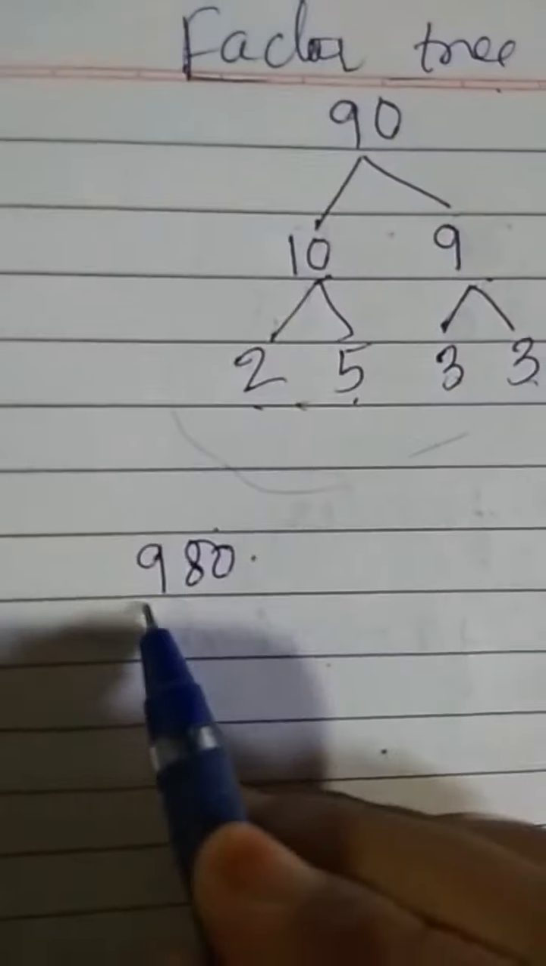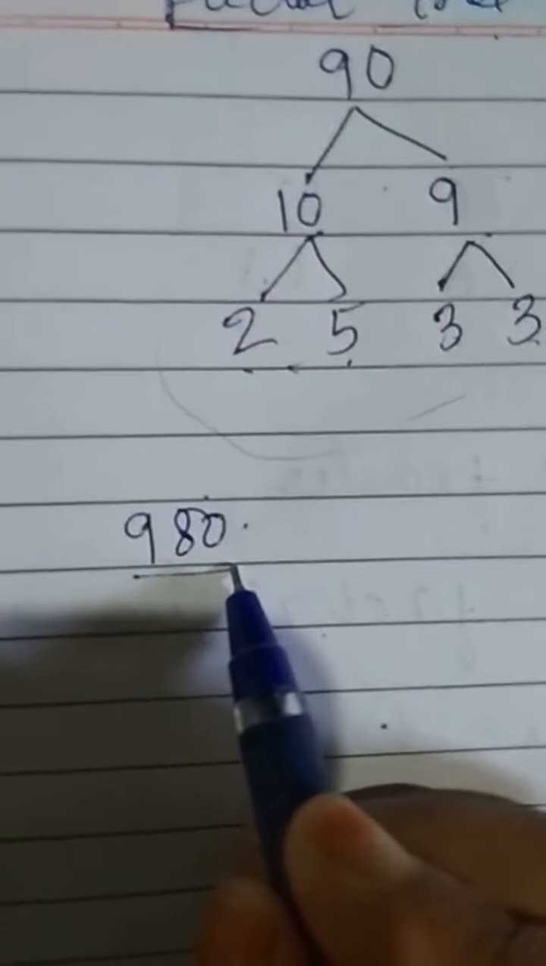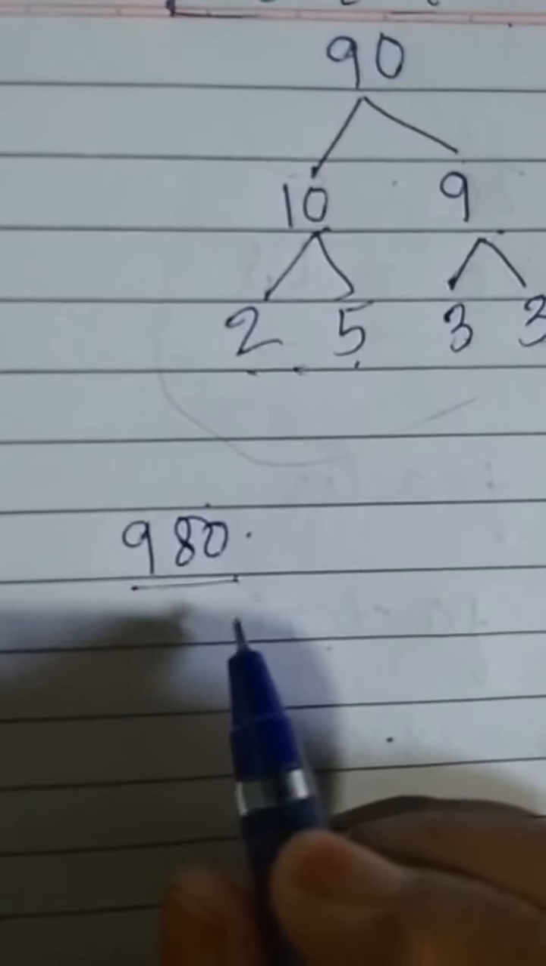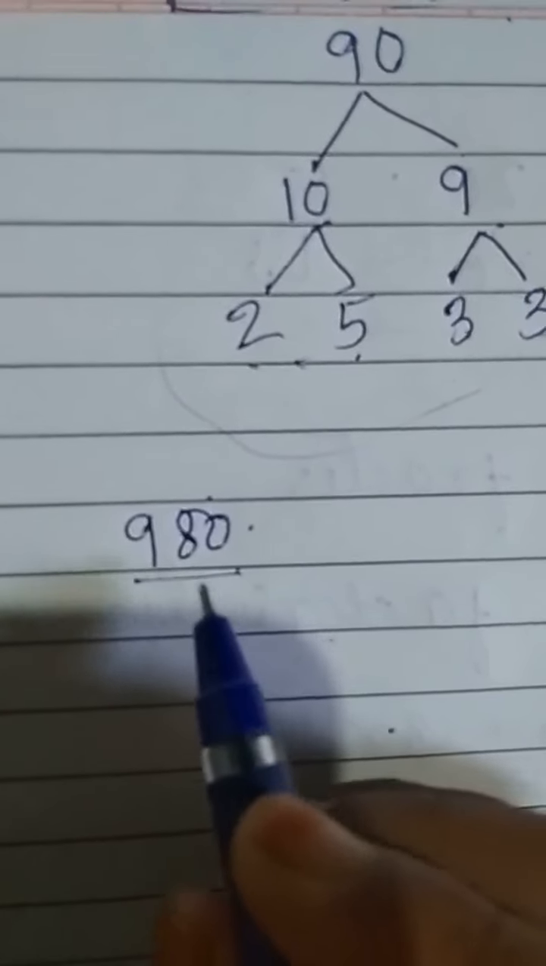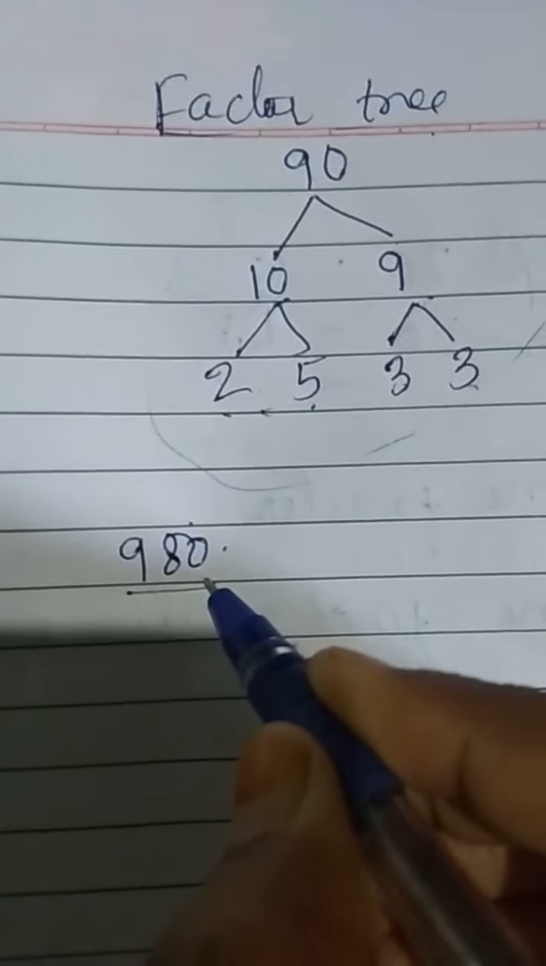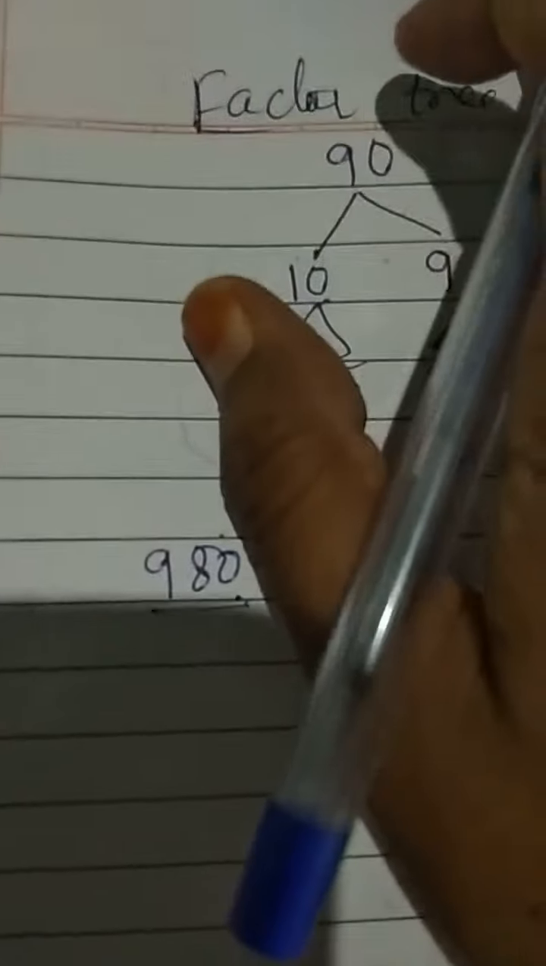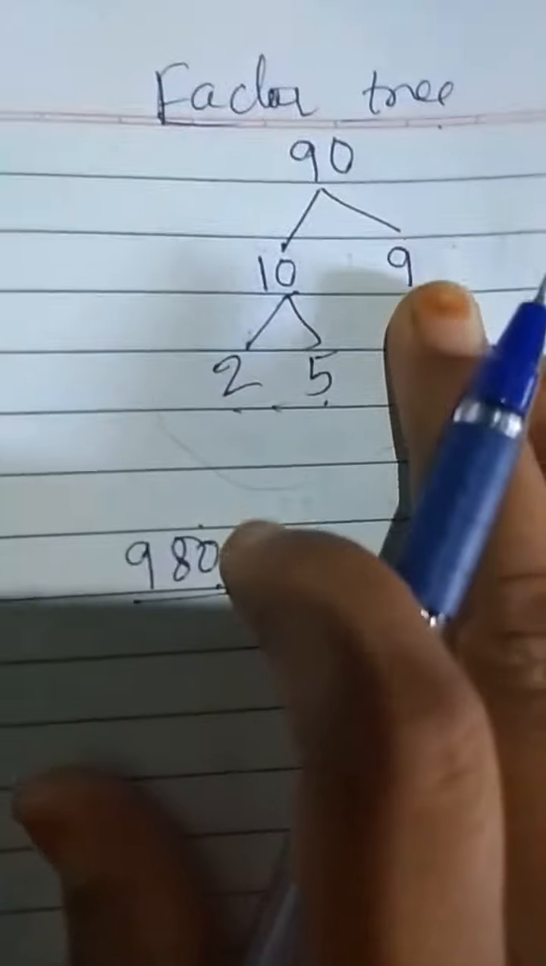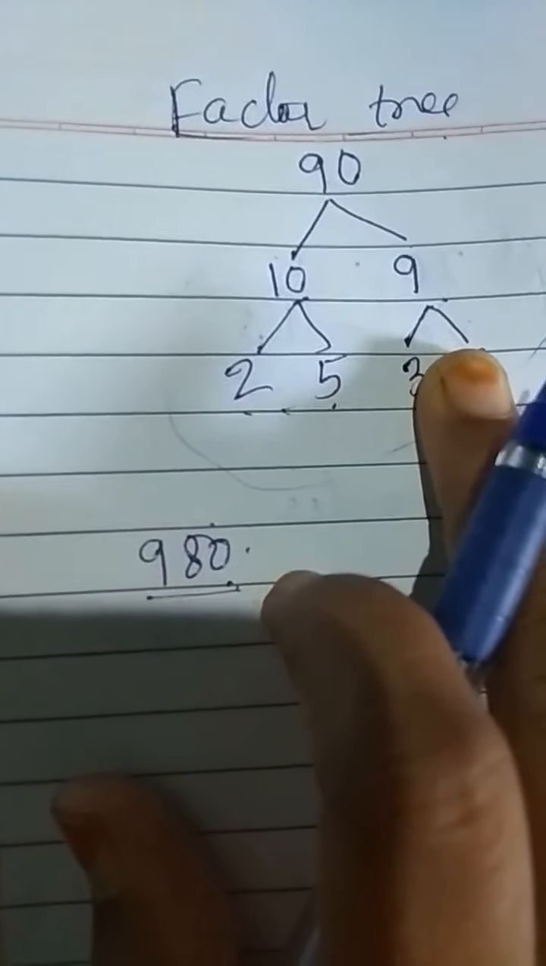Find the prime factorization of 980. We proceed as follows. We divide the number 980 by 2, 3, 5 and 7, in this order, repeatedly, so long as the quotient is divisible by that number.